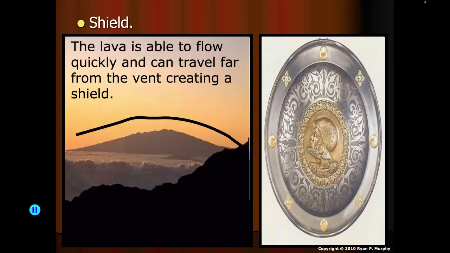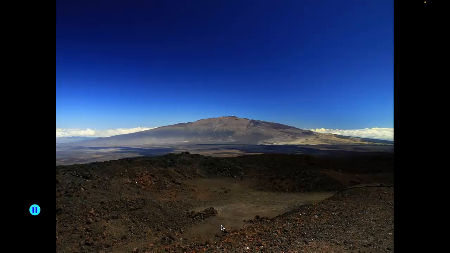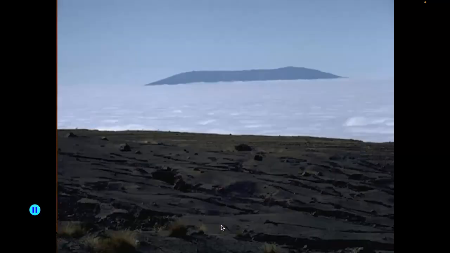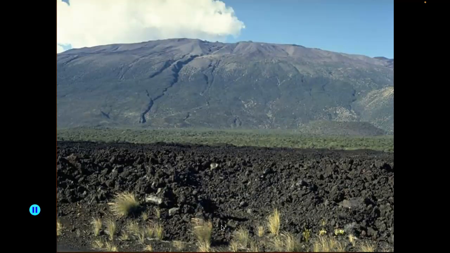Okay, so the first type we're going to talk about are shield volcanoes. With these, the lava is able to flow quickly and can travel far from the vent, creating a shield. So these have kind of a dome shape. I think they also look like hills. They were named because they look a lot like a shield that would be taken to war in ancient times. Here are some examples of shield volcanoes. You can see one in the distance here. There's an island that's a shield volcano, and another one here, and you can see this has a lot of greenery, probably a volcano that hasn't erupted in quite a while.